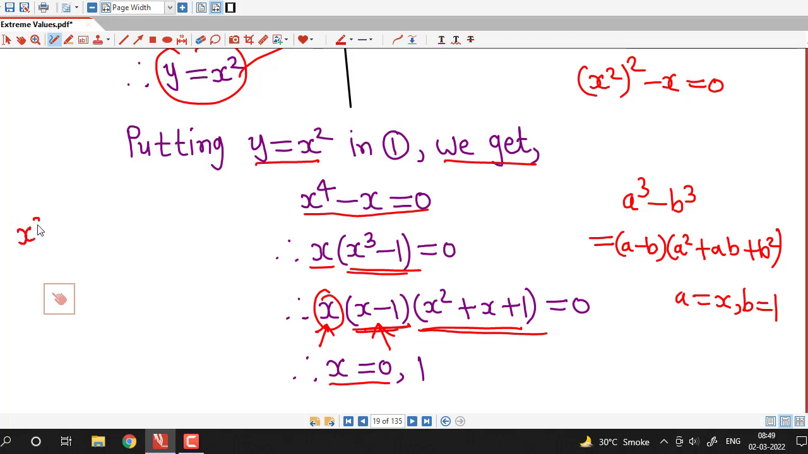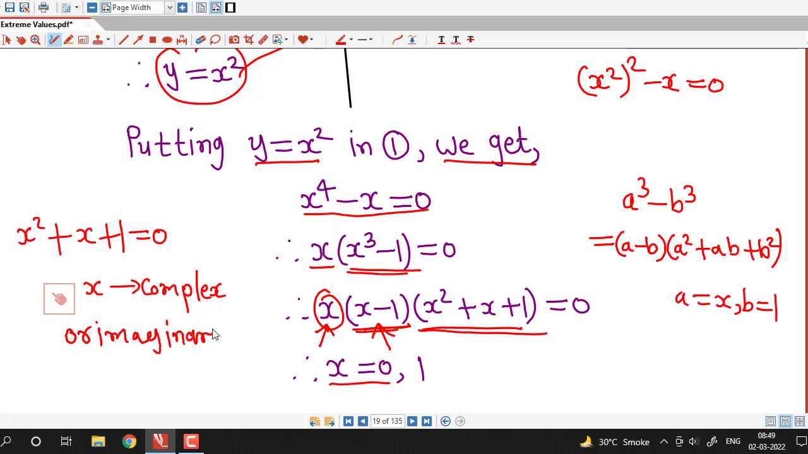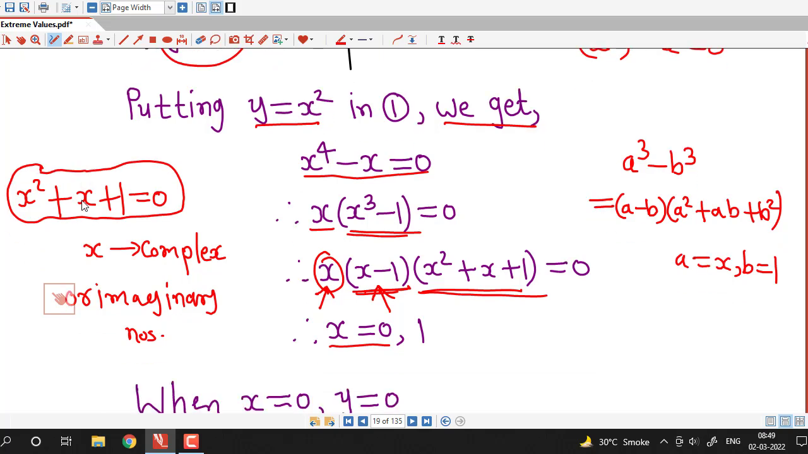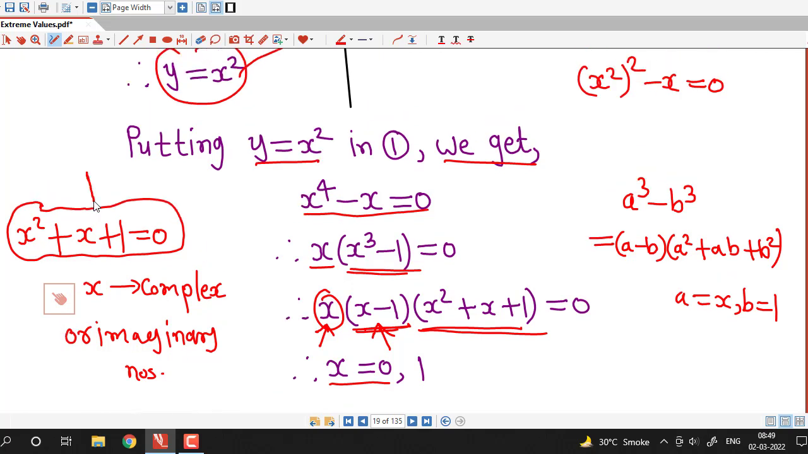And if we consider x square plus x plus 1 equal to 0, we will have complex values of x or imaginary numbers, or we can say that there is no real number x which satisfies this equation, and you can decide whether roots are real or complex.